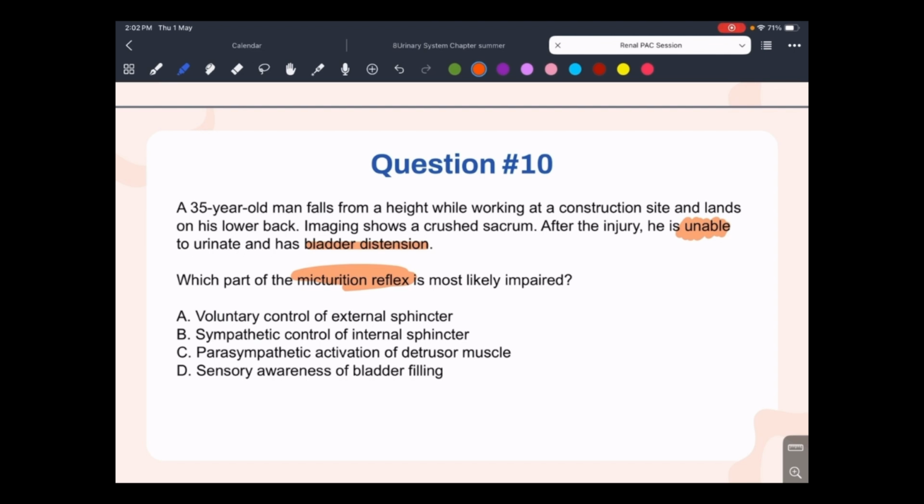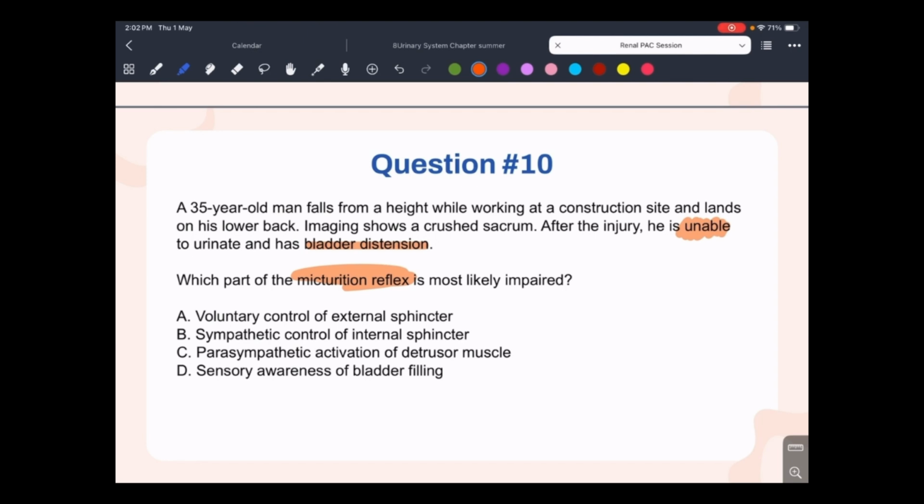This would be C. Let's go with it one by one. Voluntary control of the external sphincter. Its original job is that you can squeeze the sphincter to hold in urine. If it is lost, then you'll get incontinence, not retention. Here he's talking about retention. A is not correct. B. Sympathetic control of the internal sphincter. The internal sphincter is tight during storage mode. If I have impairment in the structure, then again I'm going to get incontinence, not retention. It's not B. We're going to skip C because we know it's correct.